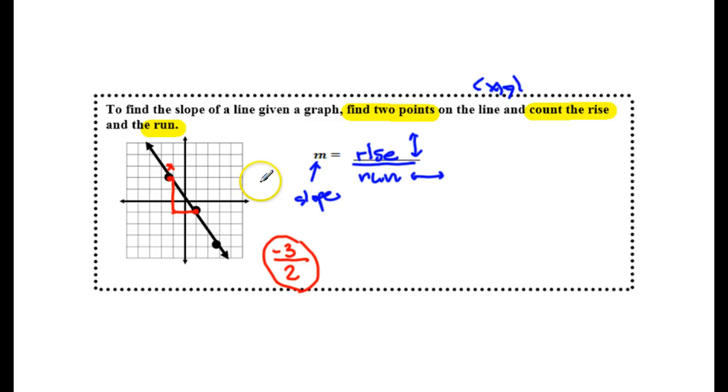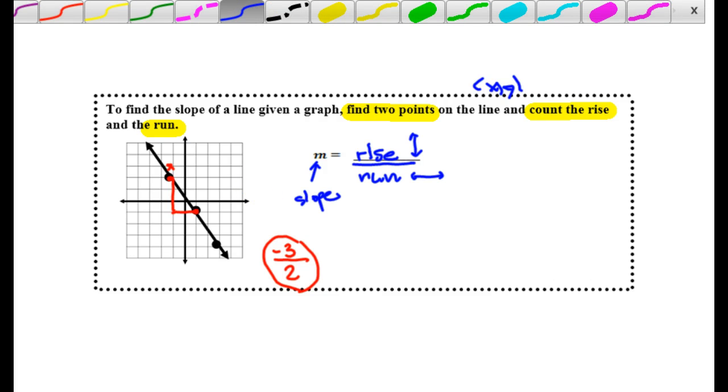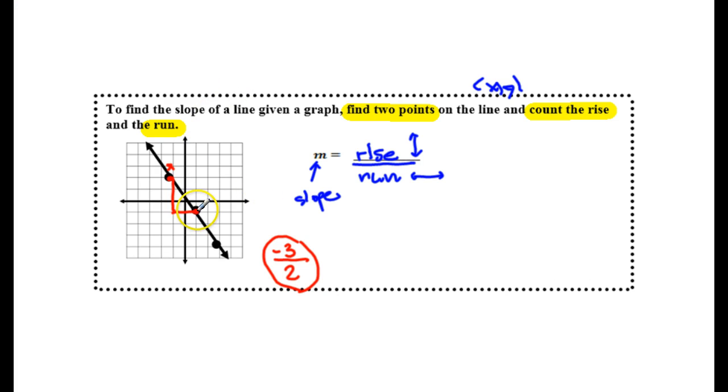That's one way to do it. Let's use the same 2 points. I'm going to still use this point and this point, but now I'm going to start here. Watch what's going to happen.